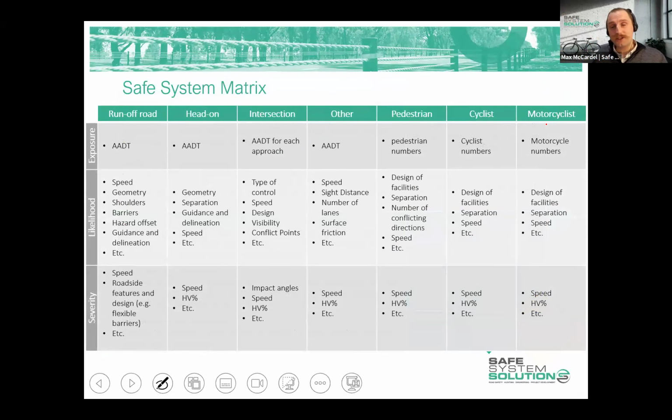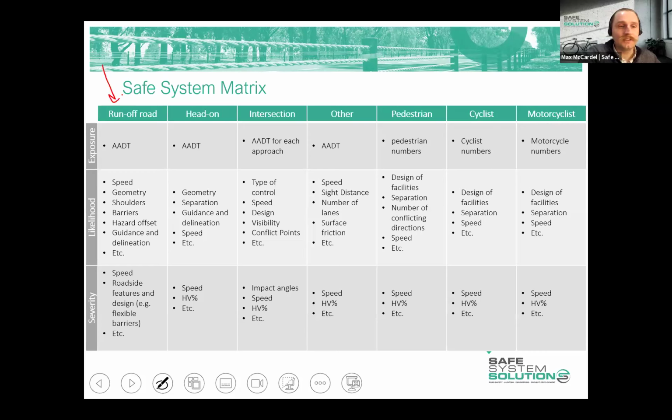So the safe system matrix, this is really the crux of a safe system assessment. It's the big piece of work that you'll be doing, and where you'd be spending a lot of your time if you were actually doing your safe system assessments. So I'll talk through it. As I said, matrix, it's just the same word as a table, so don't get too concerned.